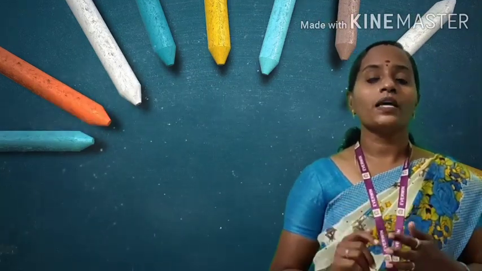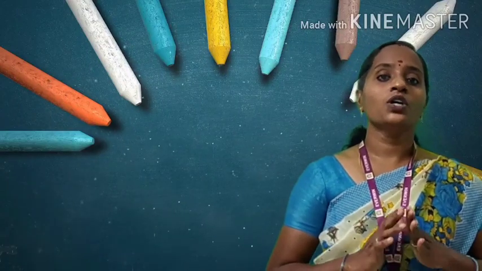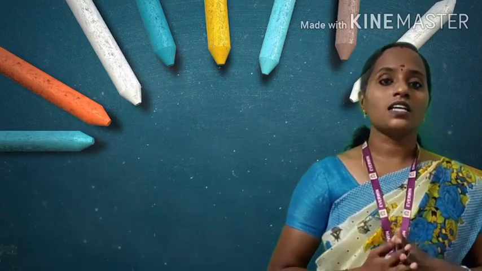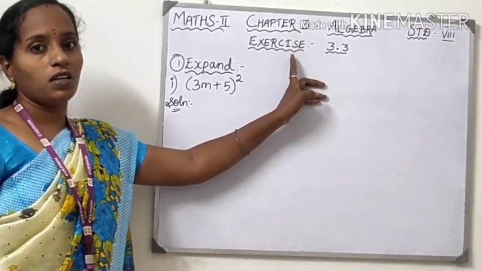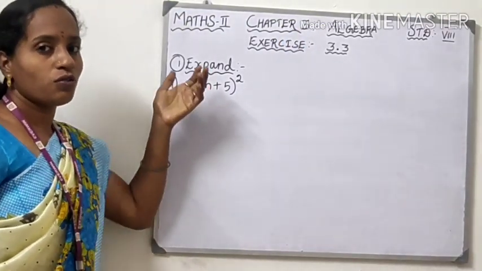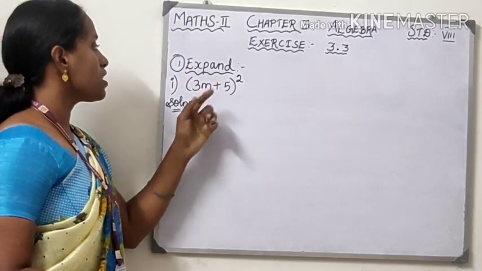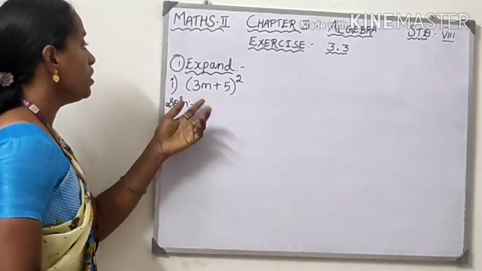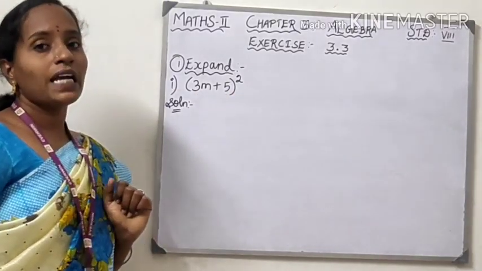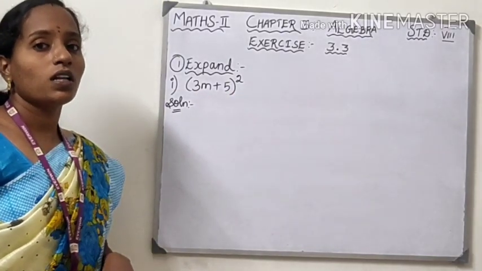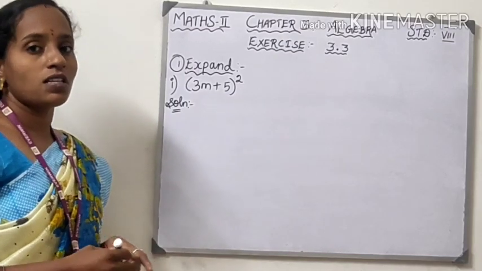These are the basic identities which we need to cover this exercise 3.3. So our chapter is algebra, and in exercise 3.3 we are going to see the first sum. The heading is expand, and we have the first subdivision. We are going to expand (3m plus 5) the whole square using the identity. We have seen already what identities we are going to use in this exercise.